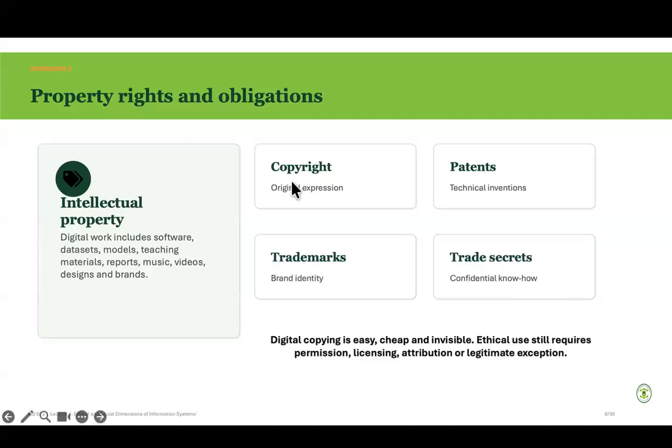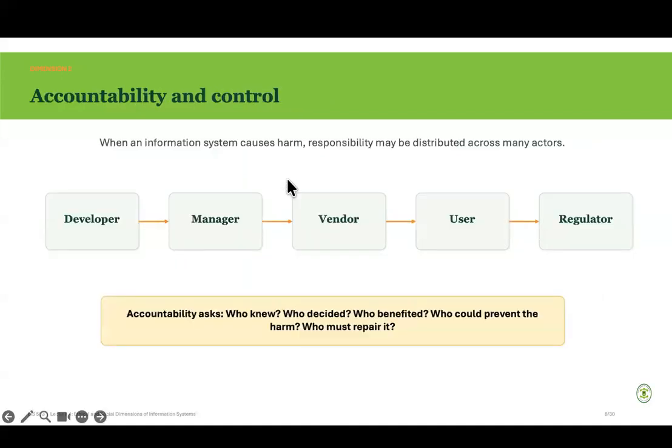loss of trust. Then the third moral dimension is accountability and control. You see, information systems involve many actors. And these actors may be a software vendor, a developer, a manager, a data officer, a user, a regulator. So when something goes wrong, each person may point to someone else.